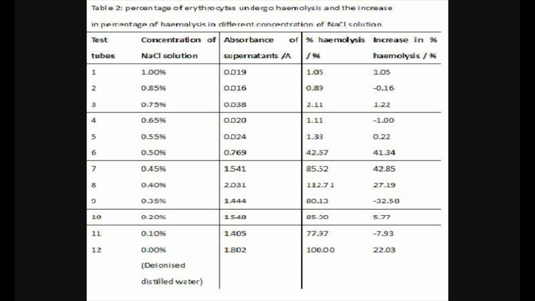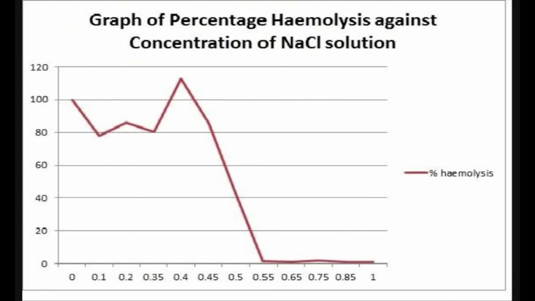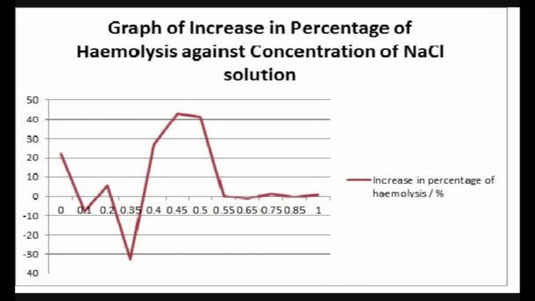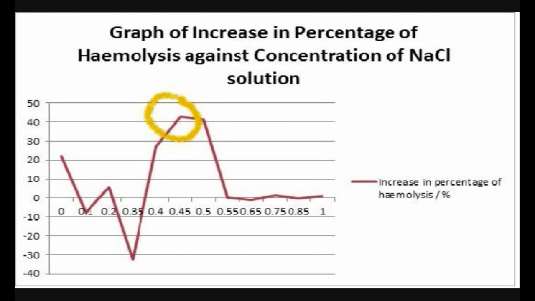Table 2 shows the percentage of erythrocytes undergoing hemolysis and the increase in percentage of hemolysis in different concentrations of sodium chloride solution. Two graphs were plotted based on the data in Table 2. The first graph showed the percentage of hemolysis against different concentrations of sodium chloride solution. Graph 2 showed the increase in percentage of hemolysis against concentrations of sodium chloride solution.